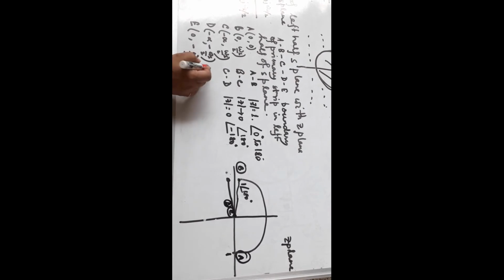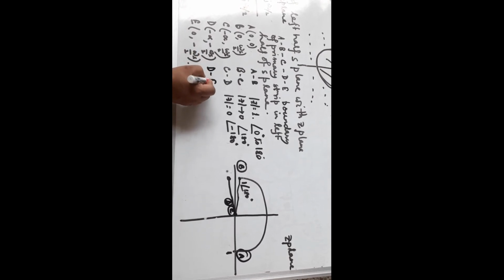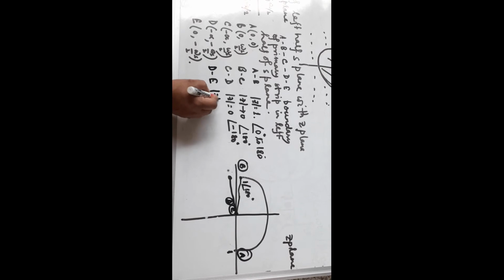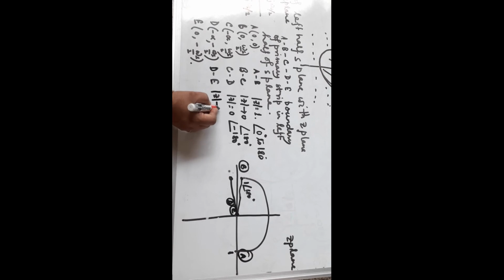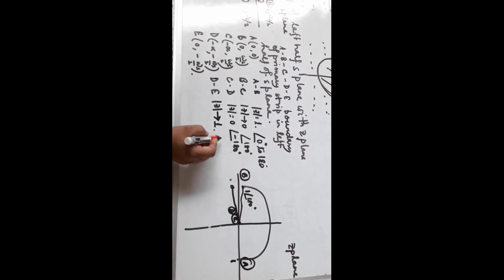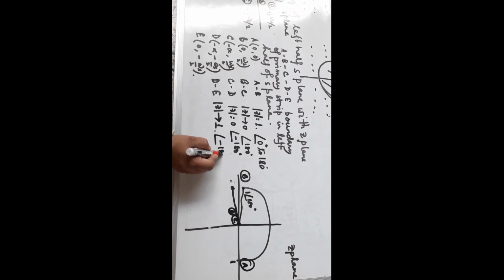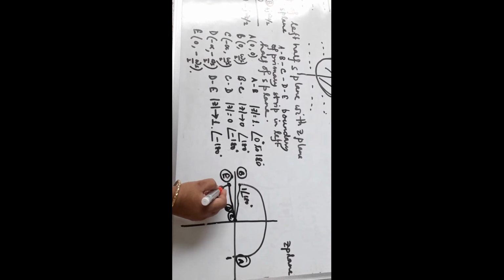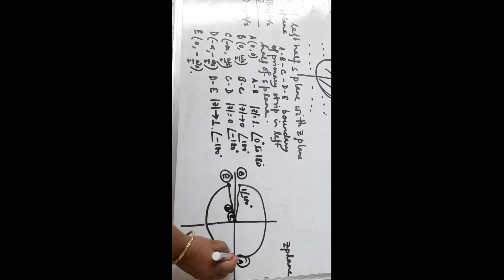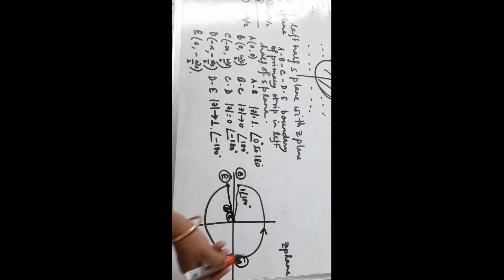Now, from D to E, again, mod Z starts from 0 and ends at 1, as the x coordinate of E is equal to 0, and the angle is minus 180 degree. So this point is E. Now again, if we go to the point A, we can get this path.